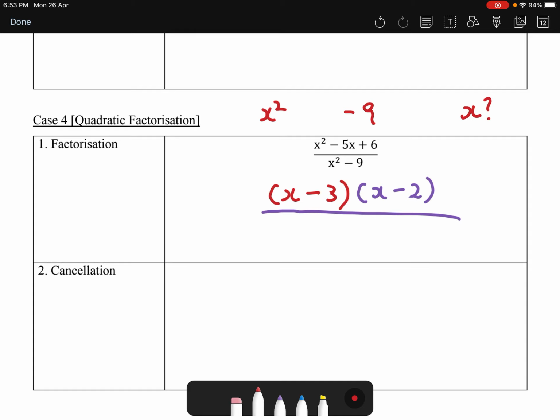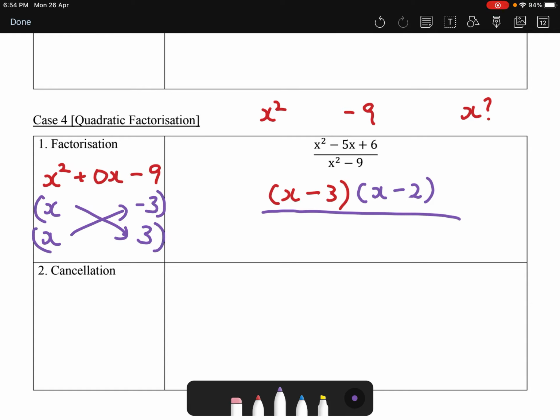So this we also use the normal quadratic factorization, because it is x squared plus 0x minus 9. The middle term, the x term, is actually 0x. So for this, I just put x, then minus 3 and 3. The 9 is what we call the perfect square. And you do your so-called crisscross. You notice that my minus 3x plus 3x is 0x. So this is how I factorize this type of quadratic expression. So you just put x minus 3 and x plus 3.